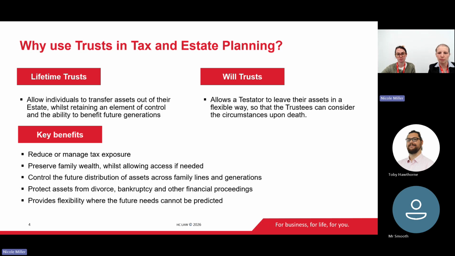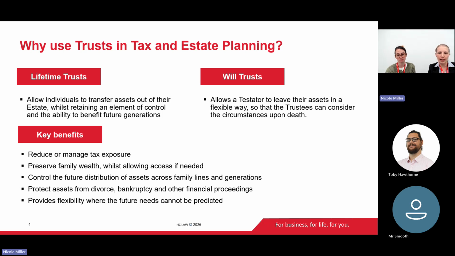And as I said earlier, it's important to make sure that trusts are right for you, especially with the ongoing changes in relation to the taxation and use of trusts. In particular, lifetime trusts allow individuals to transfer assets out of their estate whilst retaining that element of control if they want to be trustees, and also the ability to benefit future generations. So it might be that they are keen to start their estate planning, but they're not entirely sure who they want to receive those funds or at what time.